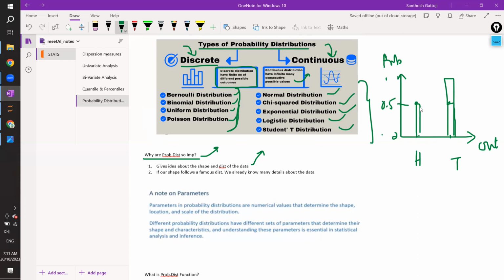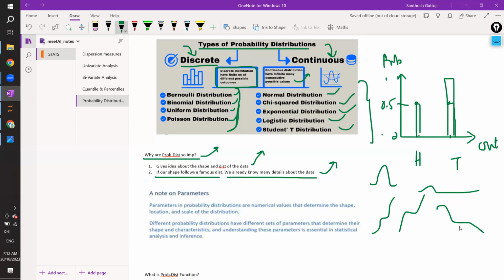But the second thing is extremely important. If our shape follows a famous distribution, we already know many details about the data. This is important, guys. What does this mean? Among these distributions, logically speaking, you can have thousands of distributions. What is a distribution? In simple words, it is some shape. So this could be one distribution, this could be some distribution, this could be some distribution. So all this could be different distributions.